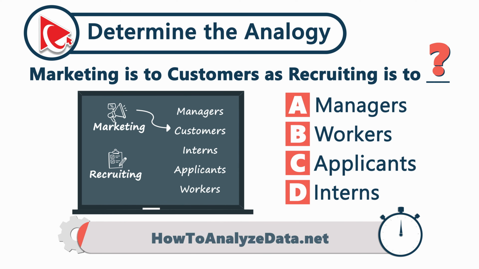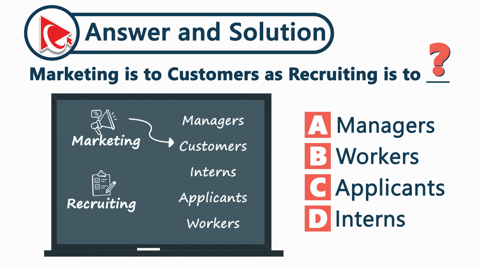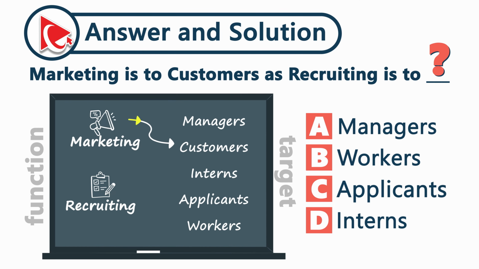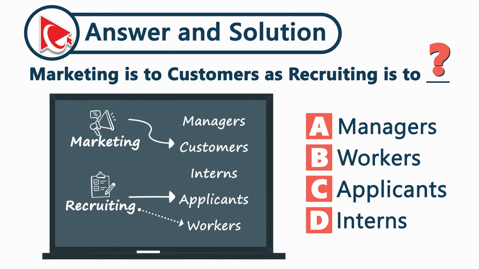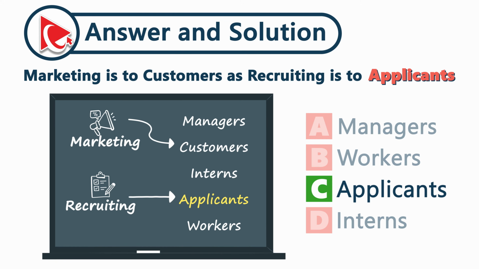The analogy is all about function and target. Marketing exists to attract customers, people who buy things. Recruiting is very similar, but instead of buyers, it attracts applicants, people who want to be hired. And not just any workers, and not necessarily interns or managers. Applicants are the specific target group. And the correct answer choice is C, applicants. Marketing reaches customers, recruiting reaches applicants.